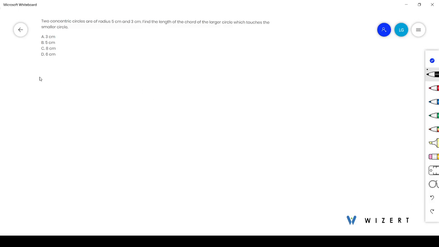Our question is, two concentric circles are of radius 5 cm and 3 cm. Find the length of the chord of the larger circle which touches the smaller circle.